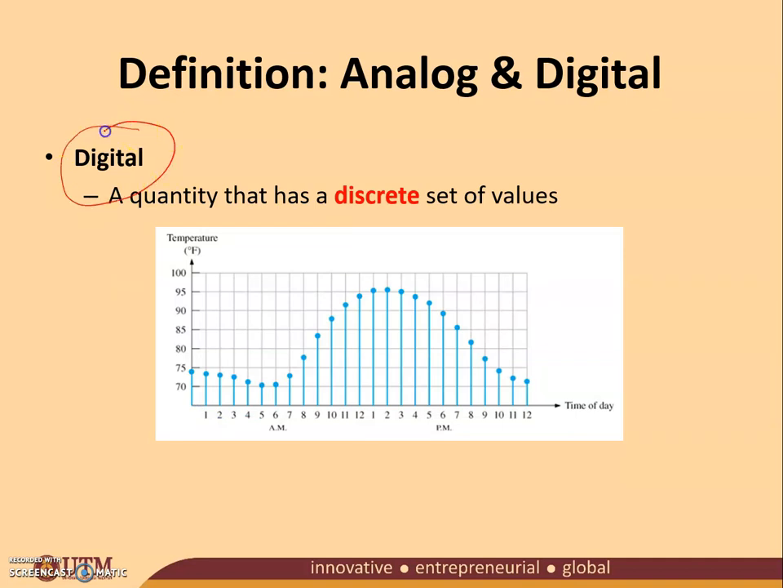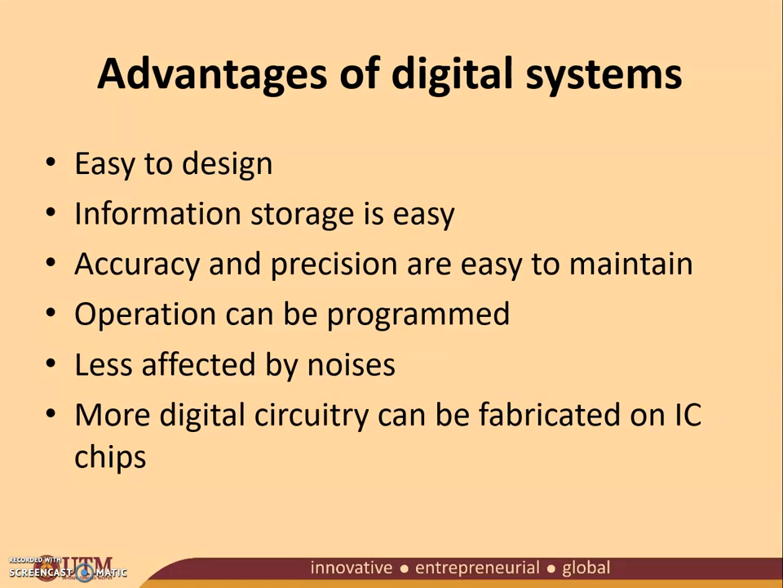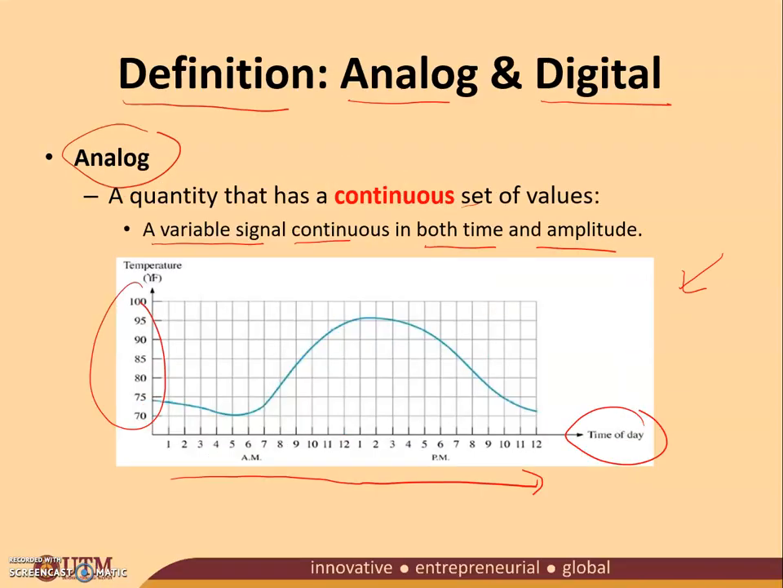Digital is a quantity that has a discrete set of values. Now we look at the same temperature data in terms of digital. You can see we have a discrete value for 1 a.m., this value for 2 a.m., and so on. So you can see this is a discrete set of values, unlike analog, which is continuous.